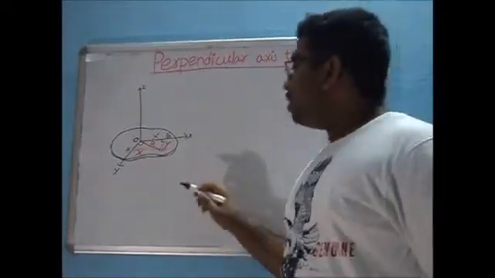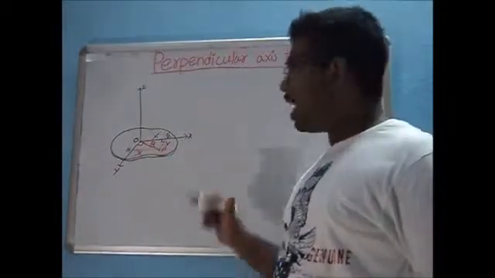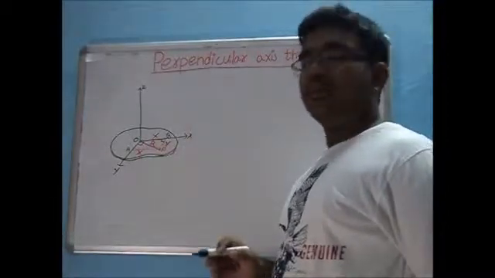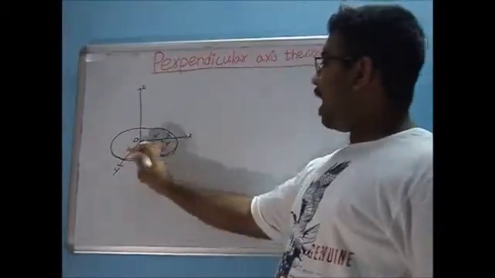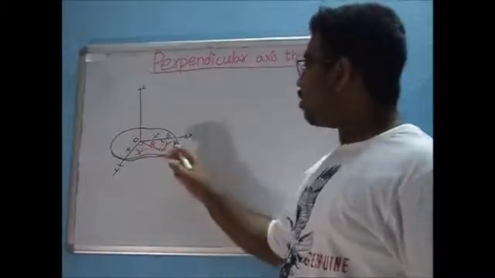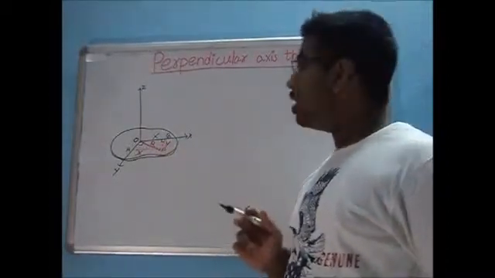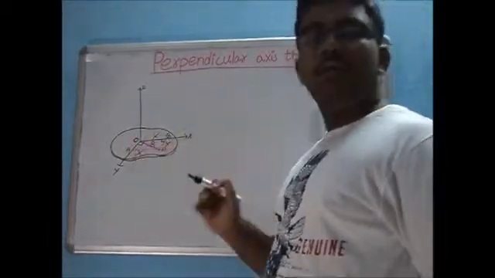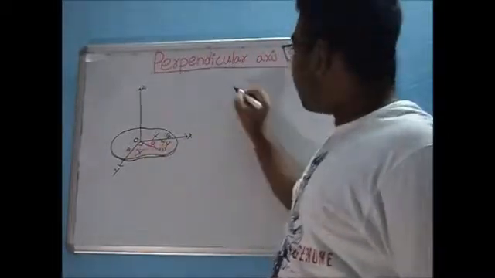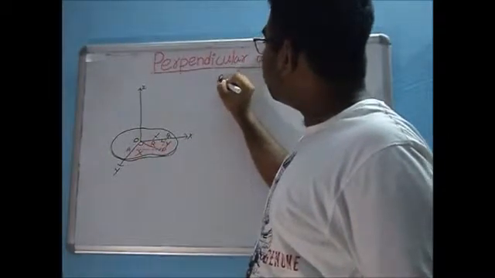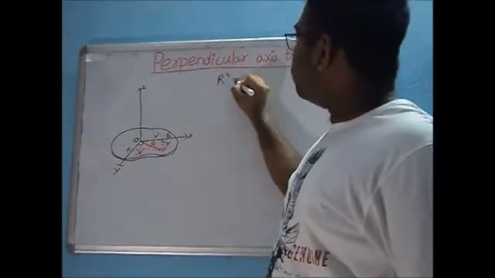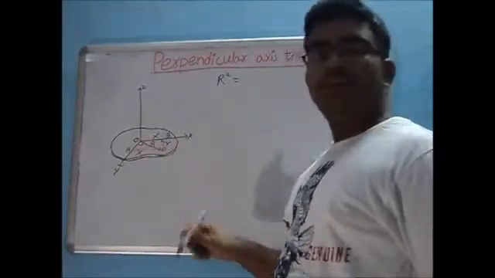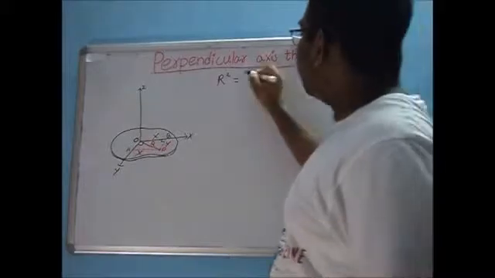Now as OQ equals x, QP equals y and OP equals r, and angle OQP is equal to 90 degrees as it is a rectangle, therefore by Pythagoras theorem the square of the hypotenuse, that is r square, would be equal to the sum of the squares of the other two sides, which is x square plus y square.